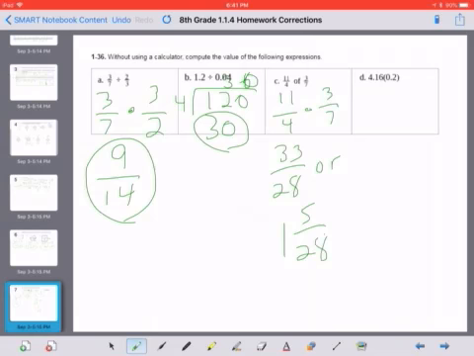4.16 times 2/10. So I'm going to multiply 416 times 2 and get, let's see, 12. I carry that 1, 2, 3, 832. And then since there's a total of 3 numbers past the decimal point, I'm going to move it in. So the final answer is 0.832.